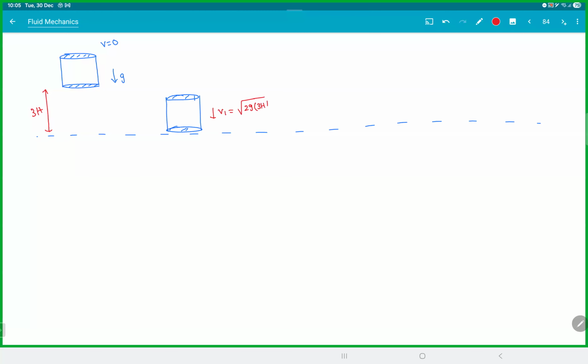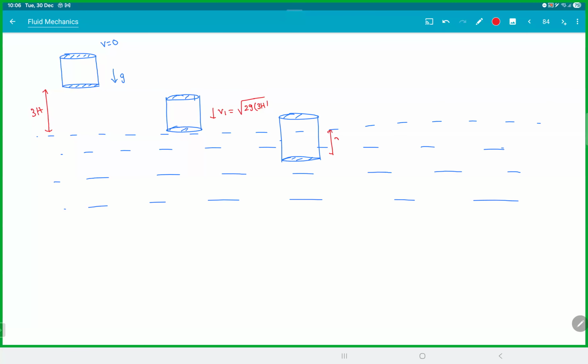Everyone agrees with that? V squared minus U squared is 2AS. So this is the velocity of the cylinder just before hitting the water. After hitting the water, the cylinder will be entering inside like this. Let this be X inside. At this instant, if you look at the forces, we have the buoyant force FB, which is 3 rho A x g, and your own weight mg, which is rho A h g.